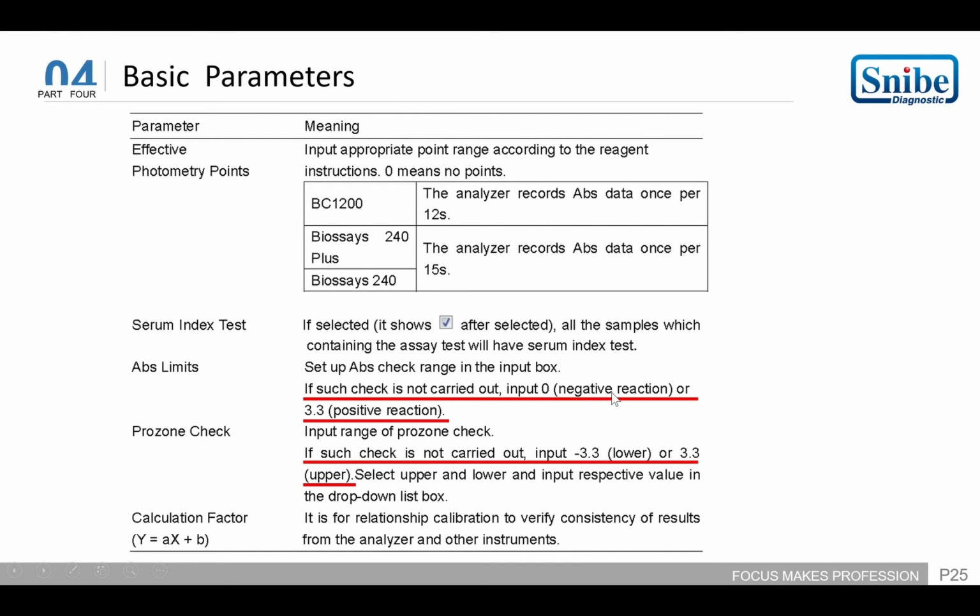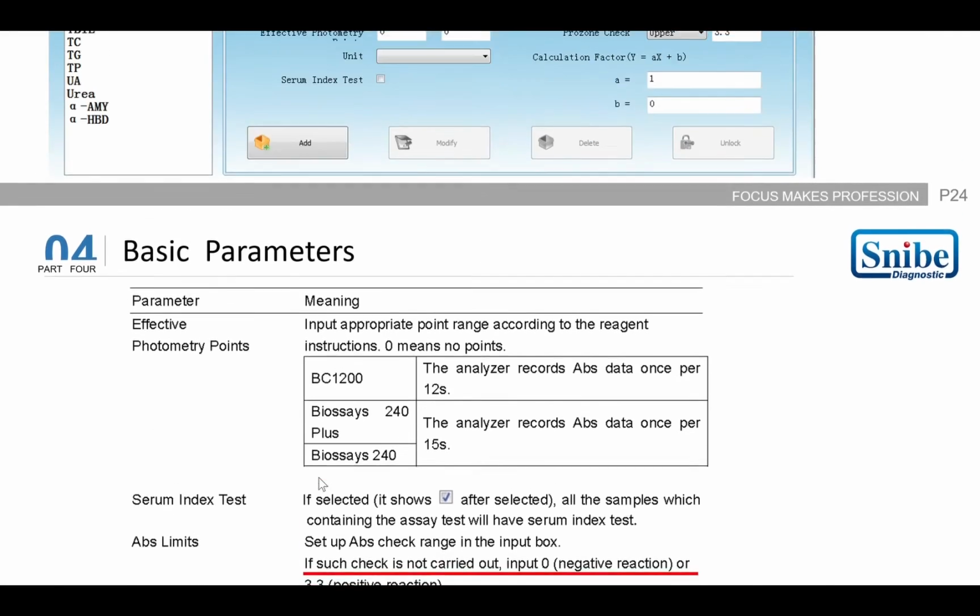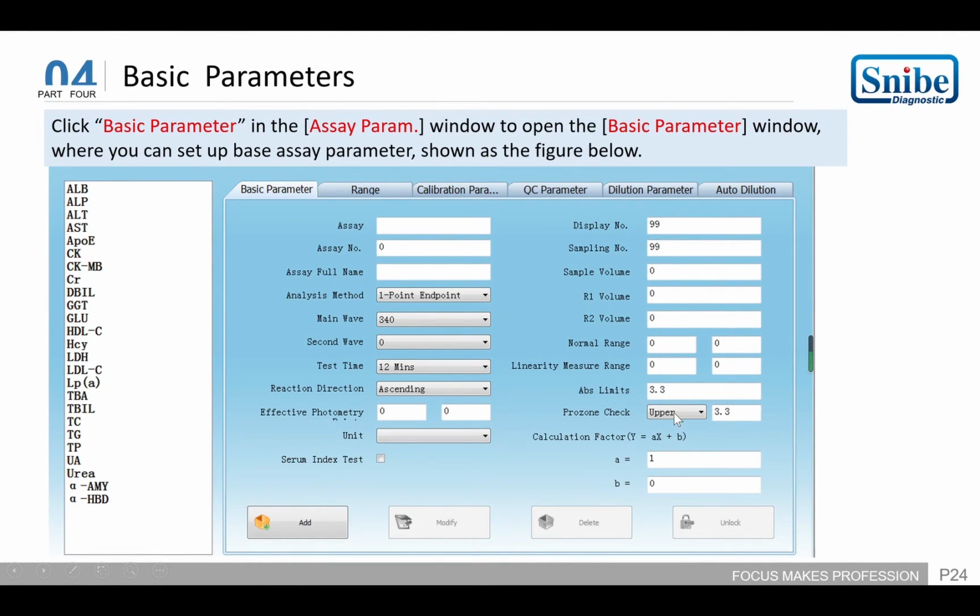Input 0 in the negative reaction, or 3.3 in the positive reaction, in the absorbance limits. And in the pressure check, if such a check is not carried out, you need to input negative 3.3 and the direction is lower, or 3.3 and the direction is upper. Upper or lower, negative or positive 3.3. This one is 3.3 or 0. So it's very connected to the reaction direction. This is one thing we have to clear.